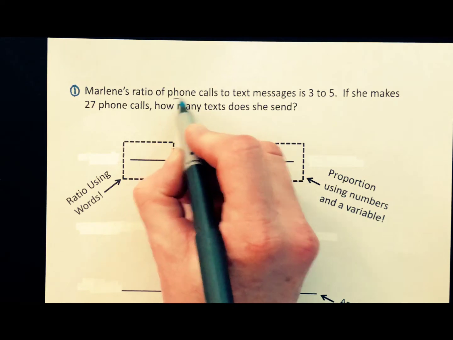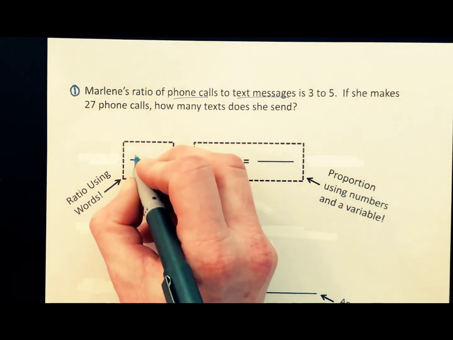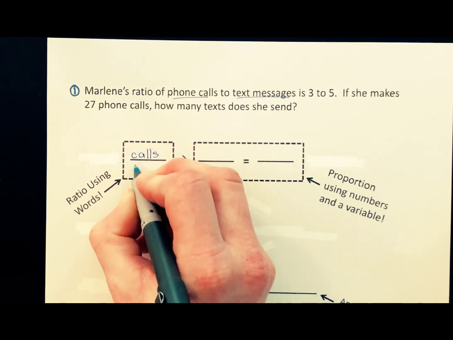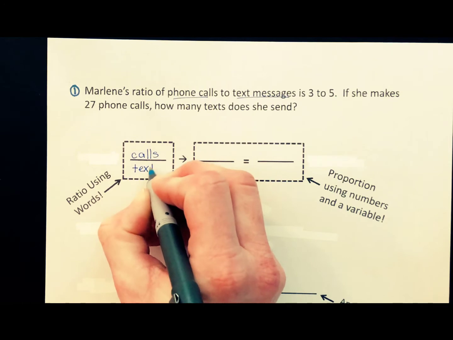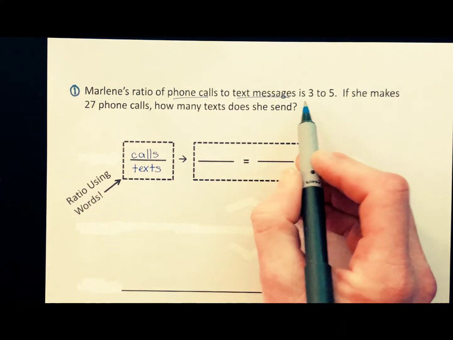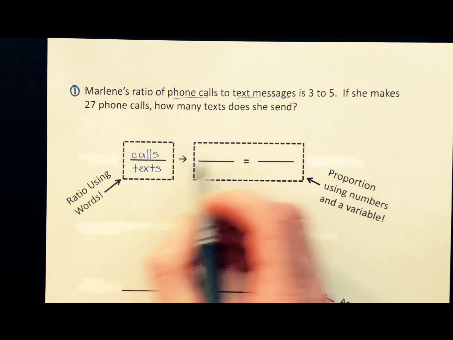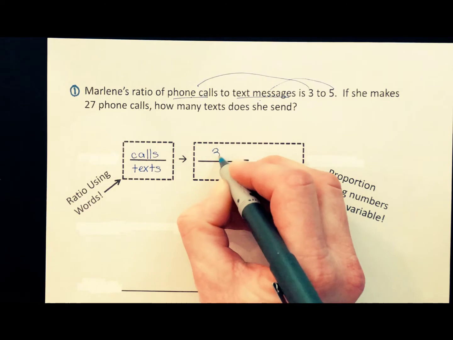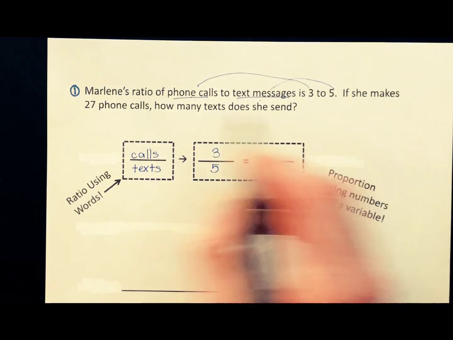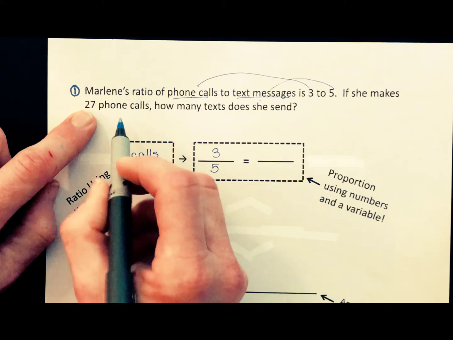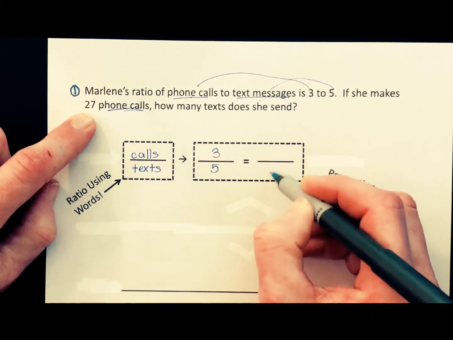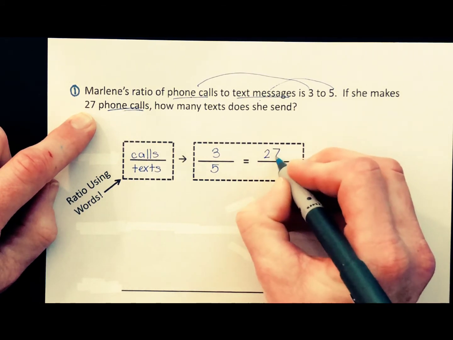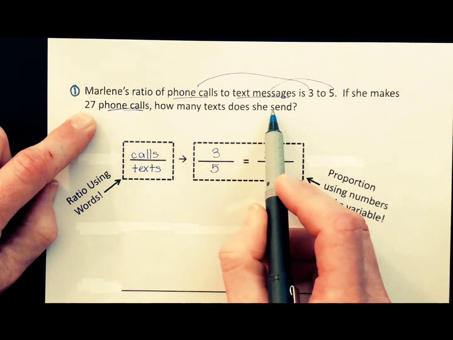So, phone calls to text messages. So I'm going to put calls over texts. All right, so calls to text, 3 to 5. So 3 is calls and 5 is texts. So 3 calls for every 5 texts. If she makes 27 phone calls, so that tells me I put it on the top with calls. So that's 27. How many texts does she send?